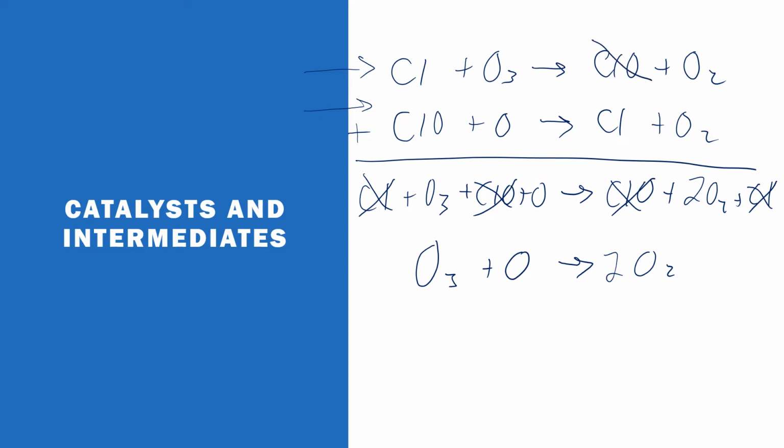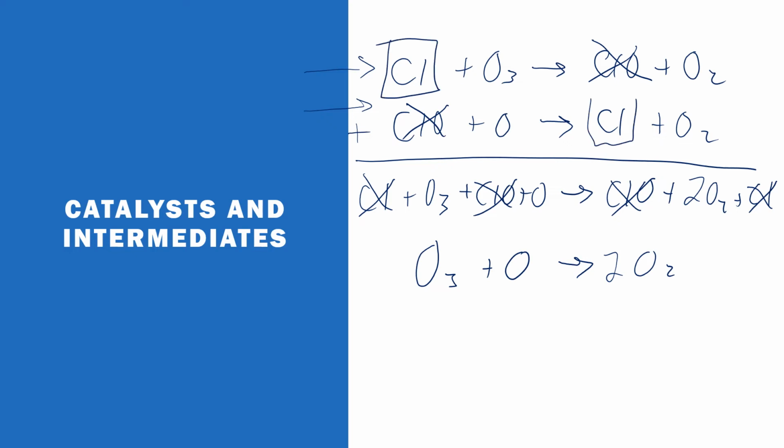The ClO is an intermediate. So it is a product of the first step that becomes a reactant in the second step. So it's kind of present in between the two steps. The other one, so chlorine, is what we call a catalyst.